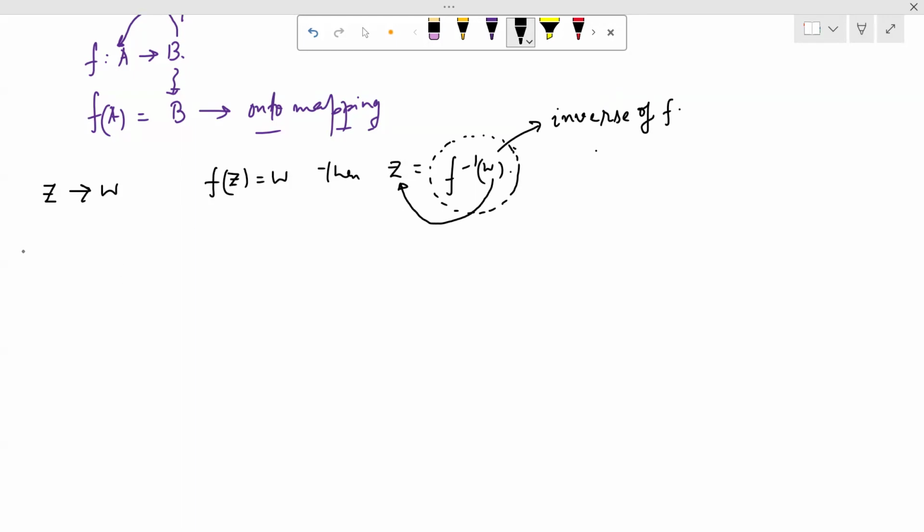Now, in complex analysis, at times another word is used instead of 1-1, which is called univalent. If somebody says univalent or says 1-1, they are one and the same thing. We'll see later on that a function is said to be univalent at some point z naught if it is univalent in the neighborhood of z naught. We'll see all these intricacies later on. But right now, just understand that univalent means 1-1.